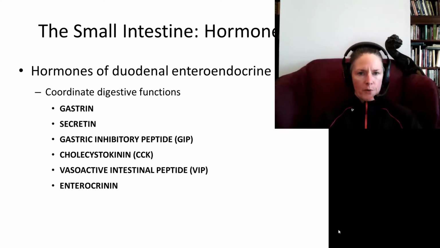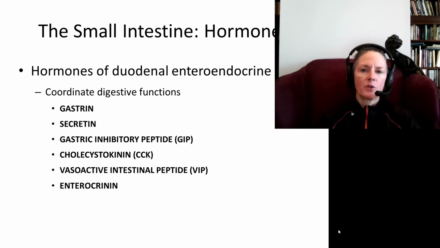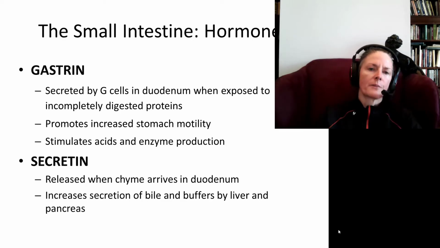We've got several hormones that are going to be secreted by the duodenum as well. Remember our enteroendocrine cells that are scattered throughout our epithelium along the gastrointestinal tract. Some of these hormones we've seen before and we've discussed before. So let's just take a look at each one of them.